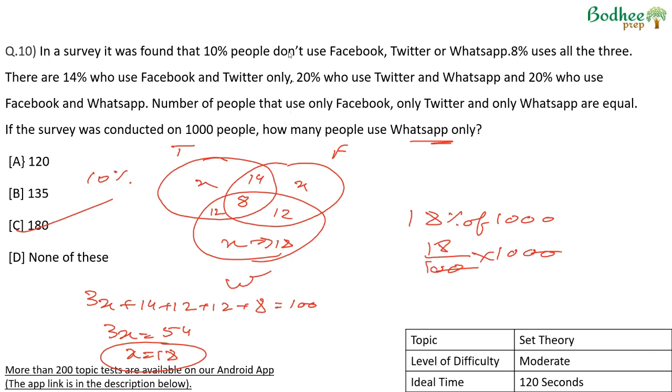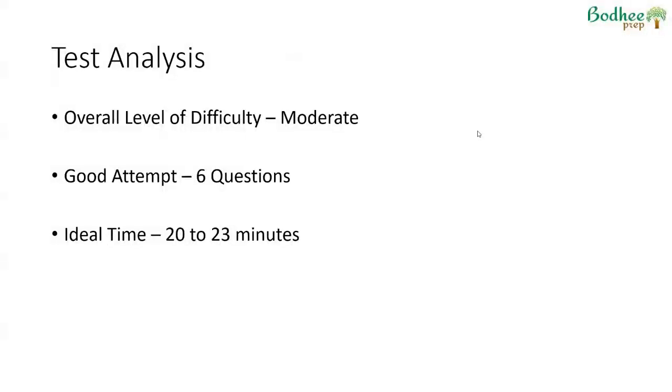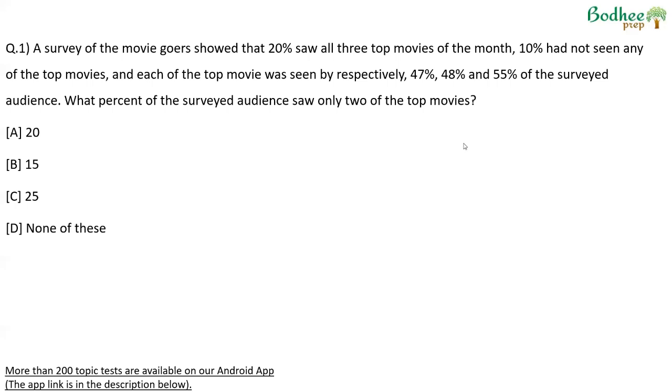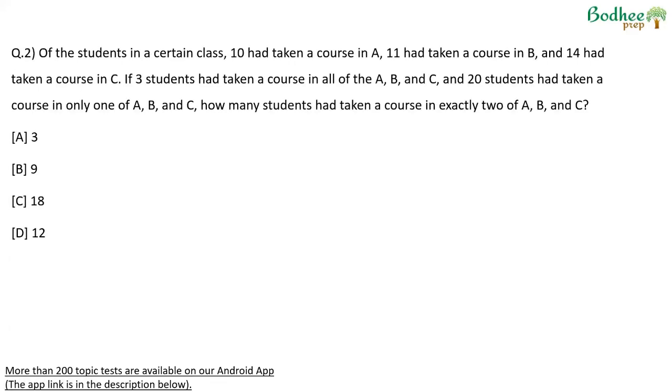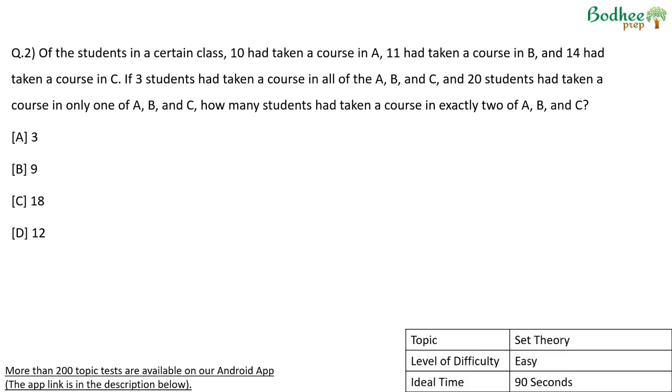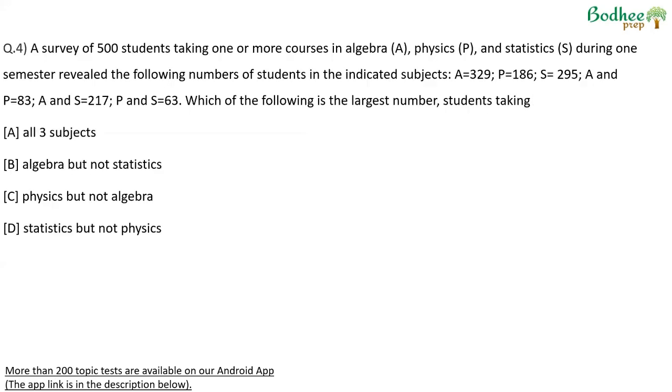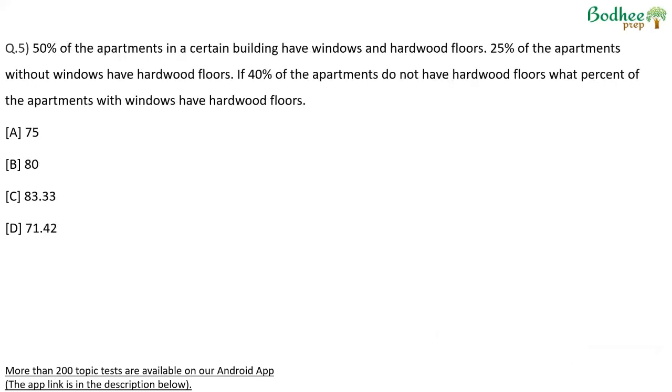If you look at the overall level of the test, looking for 6 questions in about 23 minutes. My 6 questions will be 1, 2, 3, 4, 7, 10, which are these formula based. They're definitely doing this question. This was also, I think, drawing the Venn diagram, the question was done. So actually formula based would have done this as well. This question, again, drawing the Venn diagram made the question doable, so would have attempted it. Formula based question would have attempted it.